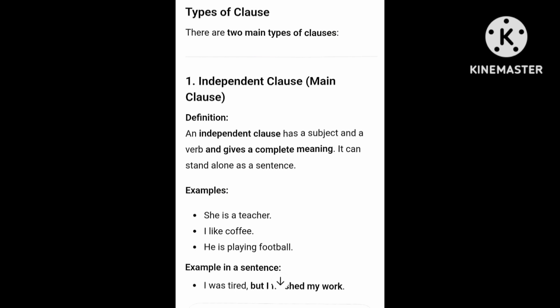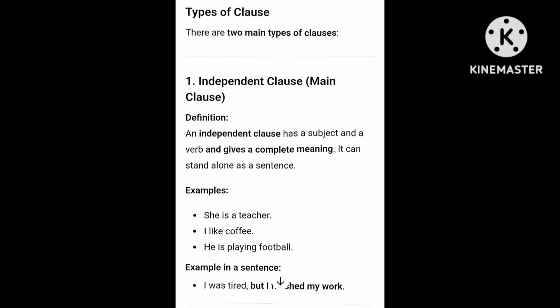There are two main types of clauses. 1. Independent clause, or main clause. Definition. An independent clause has a subject and a verb and gives a complete meaning. It can stand alone as a sentence.